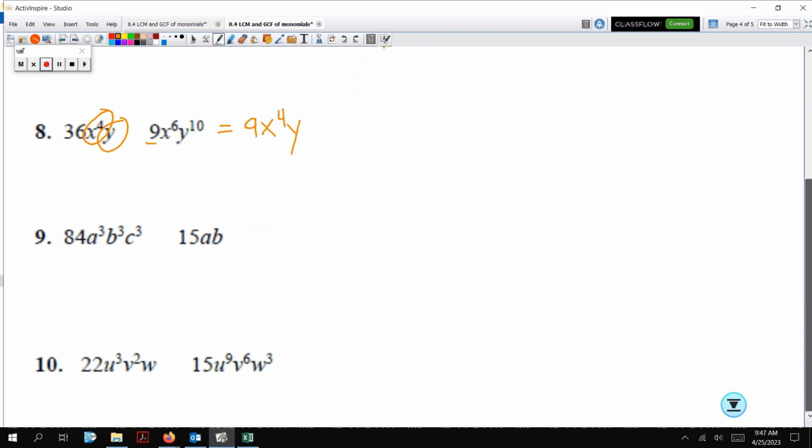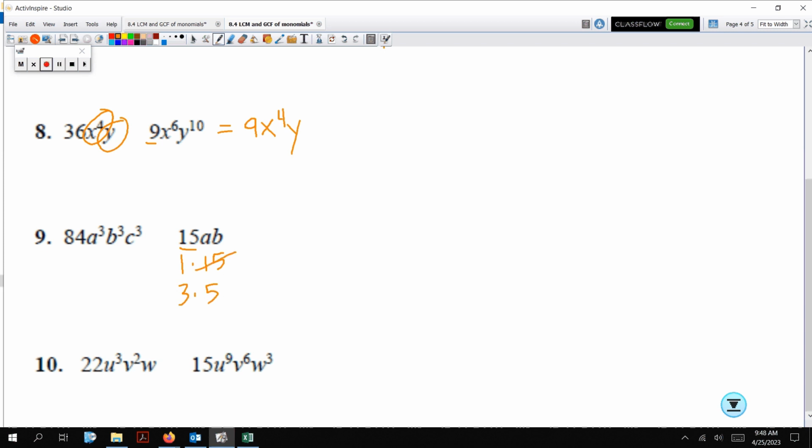All right, we got 2 more examples here. So now, again, I'm going to look at the smallest number, 15. Does 15 go into 84? I mean, I doubt it, but I'm going to just try it. Okay, it does not. So let's write down our factors, because these are factors. 1 times 15 and 3 times 5.